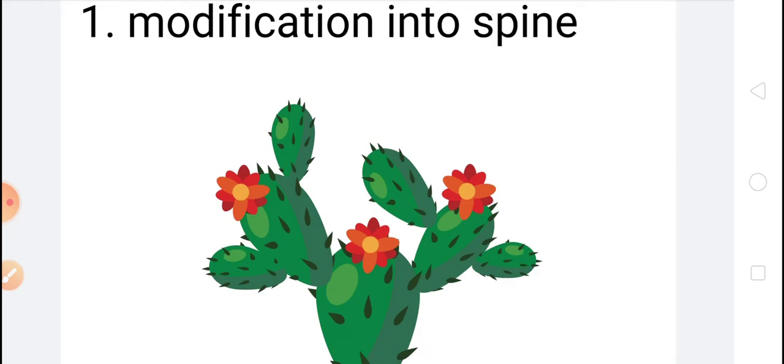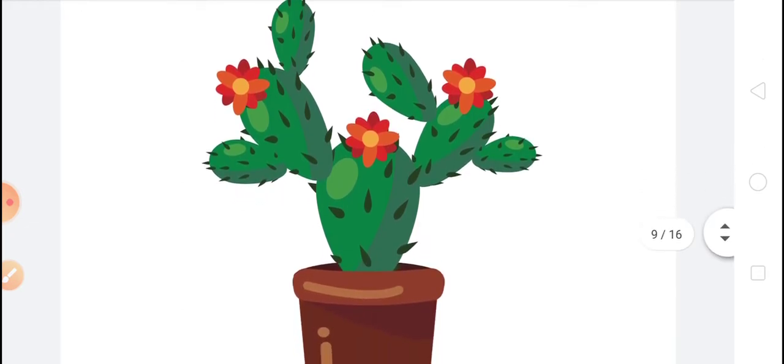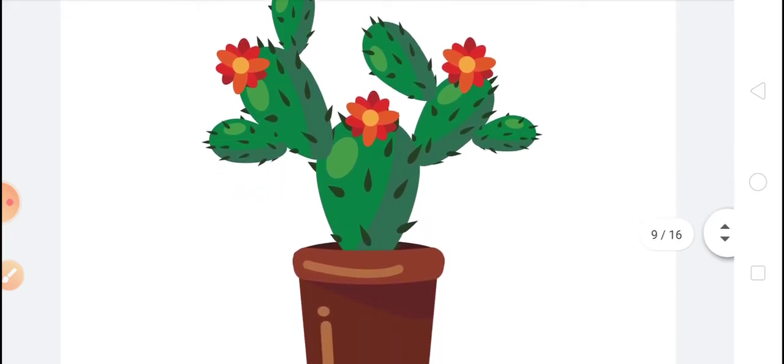In plants like cactus, which grow in areas like desert, there is very little water, water scarcity is there, so the leaves of some plants are modified into spines, and the needle-like shape of these spines ensures the loss of water is minimum. Spines also protect the plant from being eaten by grazing animals. Okay.